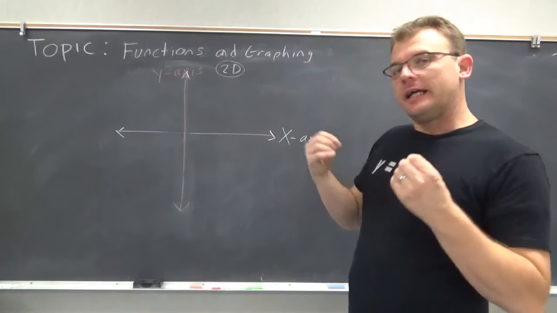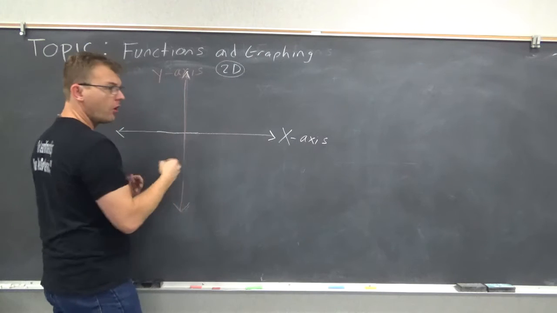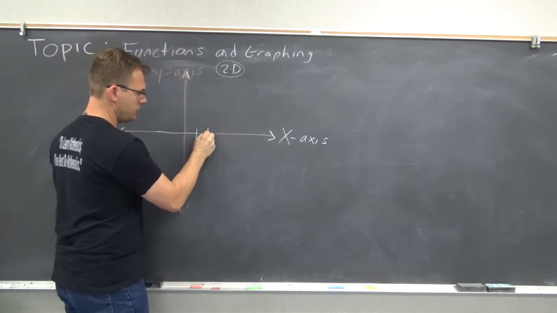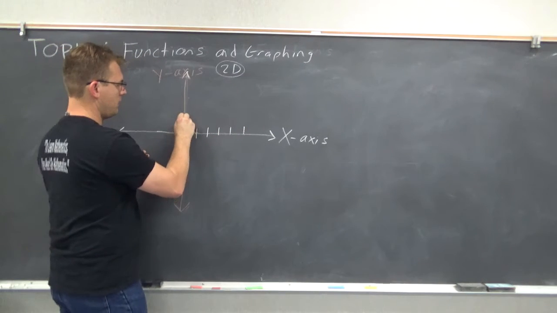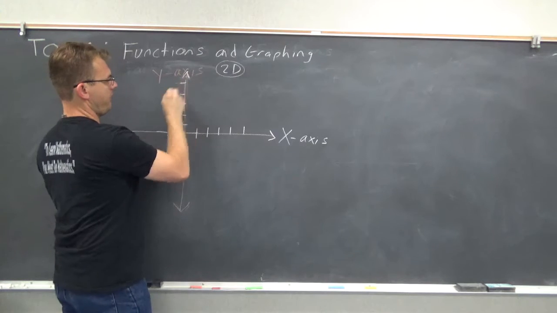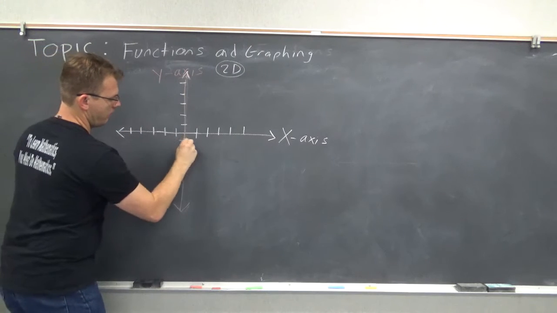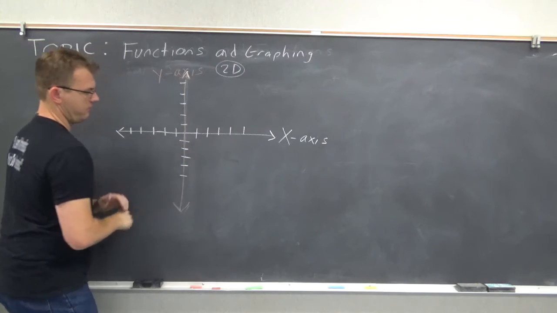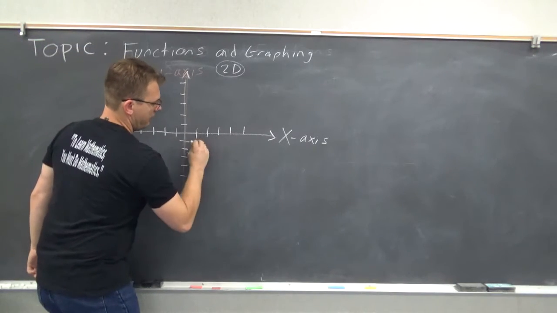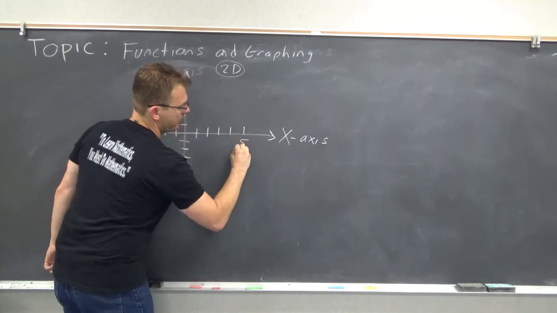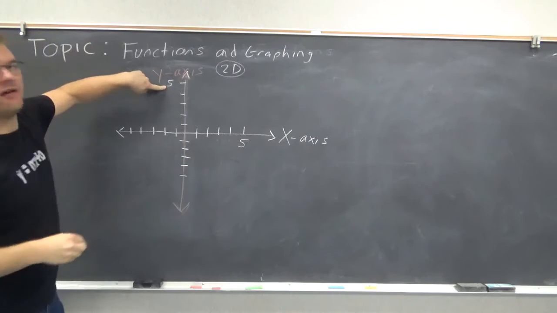Now, we want to be very careful with this next part. We want to make our dashes. So we have 1, 2, 3, 4, 5, 1, 2, 3, 4, 5, 1, 2, 3, 4, 5, 1, 2, 3, 4, 5. Now each dash means one unit. So we can say 1, 2, 3, 4, 5. We can say that one's 5. We can go up and say this one's 5.